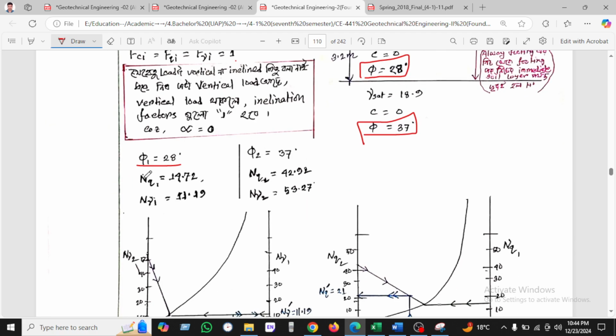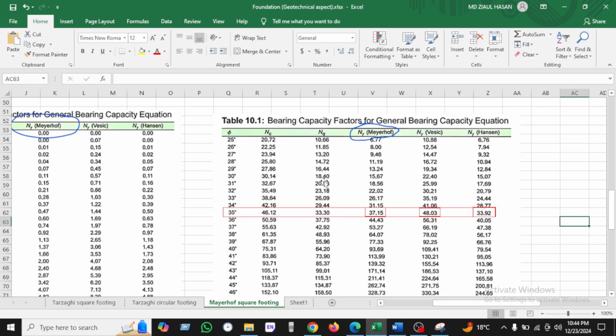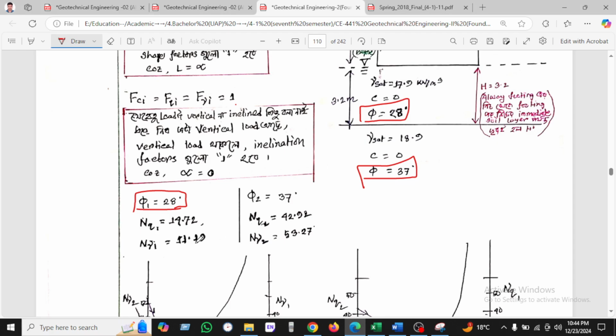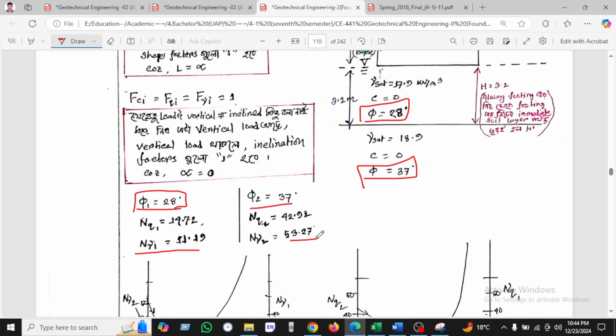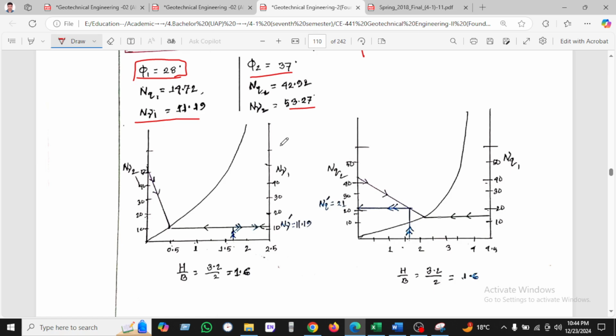So when phi is 28, then we will go to the Meyerhof equation. Here we can see for 28, Nc equal to 25, Nq 14, and N gamma equal to 11.19. And for 37, N gamma will be 53.27.